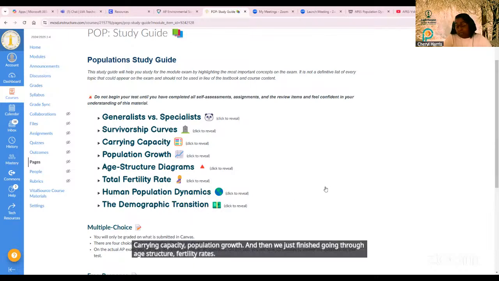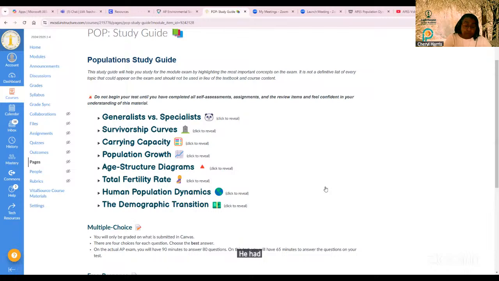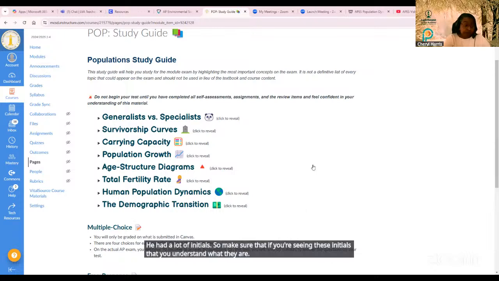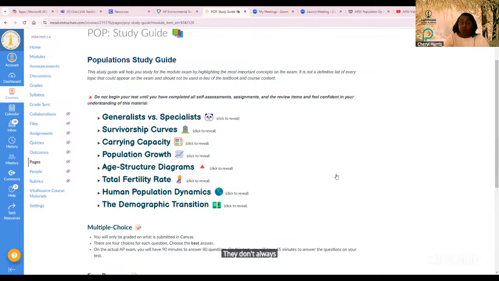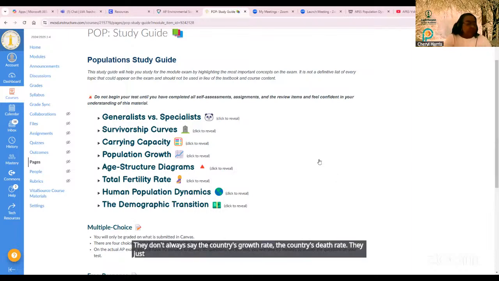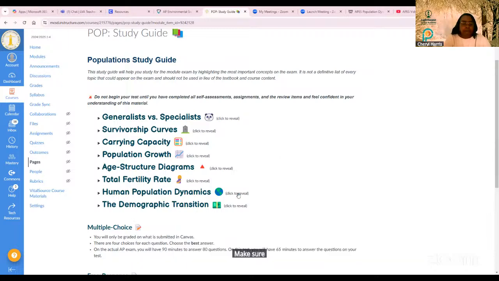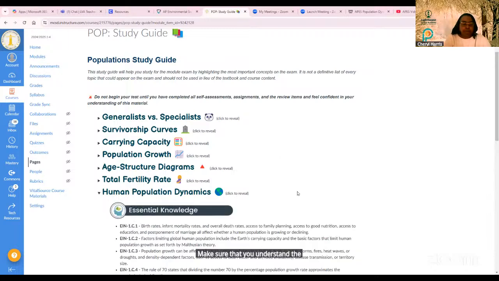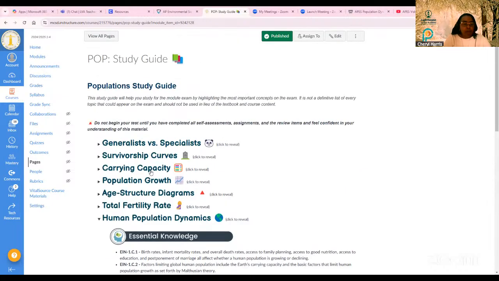He had a lot of initials. So make sure that if you're seeing these initials, you understand what they are. They don't always say the country's growth rate or the country's death rate. They just say CBR and all that kind of stuff. So make sure that you understand the initials.